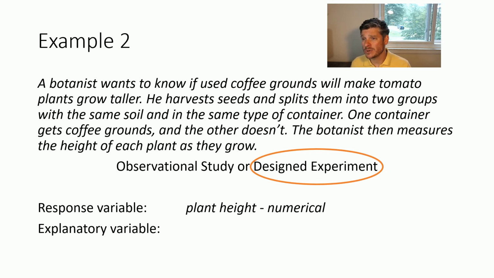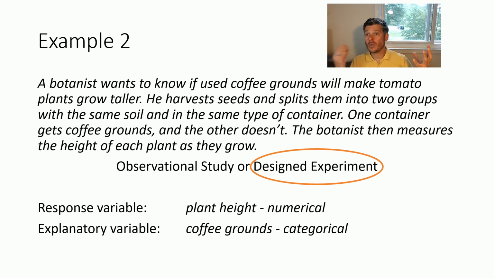Then my explanatory variable, the thing that we're hoping affects the height of the plant, is whether or not we had coffee grounds. And the coffee grounds would be a categorical variable. Either we had them or we didn't. In this case, it's kind of a binary option. And so, yeah, that's yes or no. In this case, there's no measurement beyond the yes or the no.